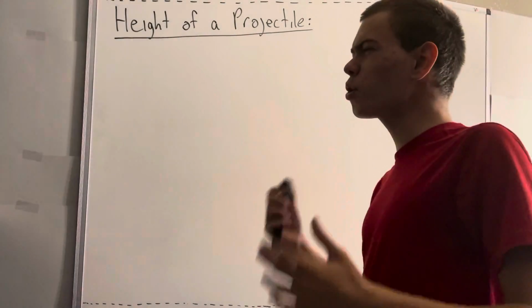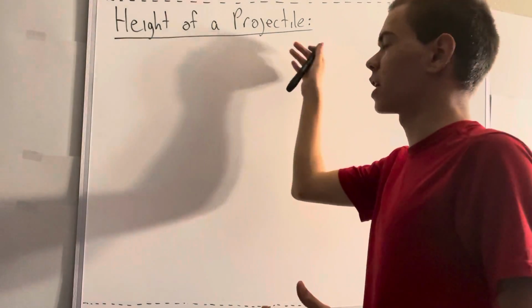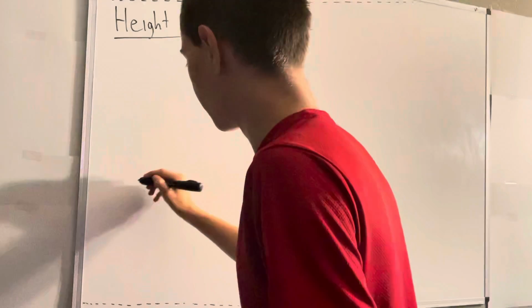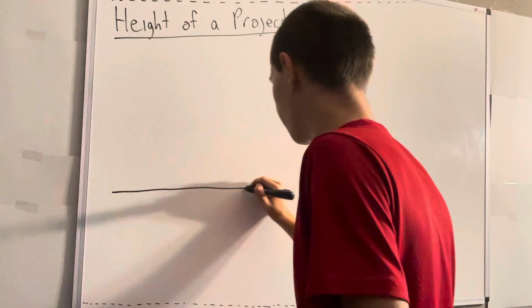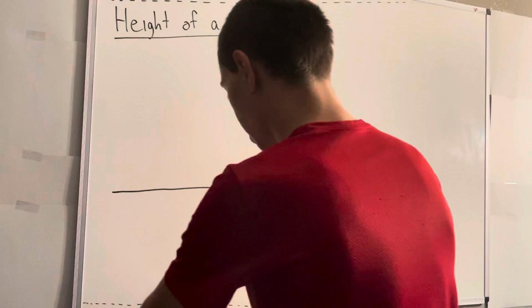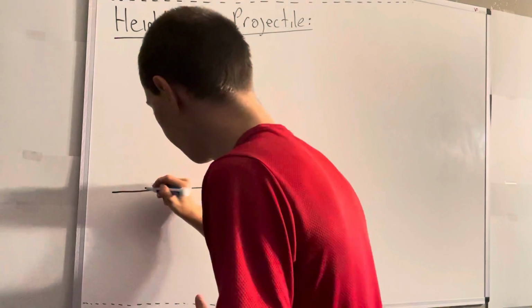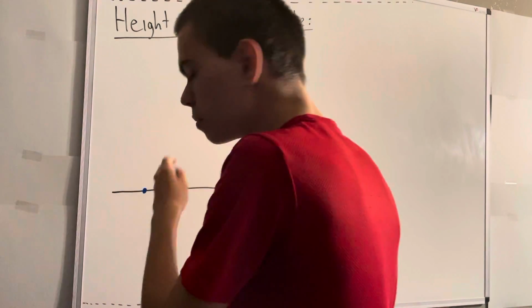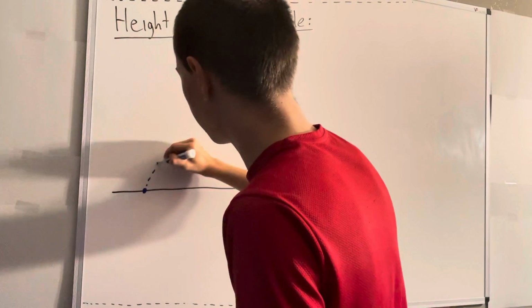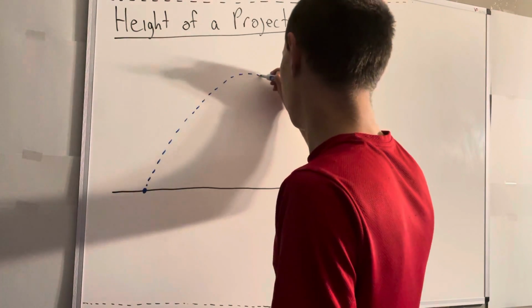In this video, we're going to derive the height of a projectile. And so the way that works is, let's just say we had a ground that looks something like this. And we're going to say we have a ball on the ground right here. And when this ball is kicked into the air, the path that the ball makes looks something like this.